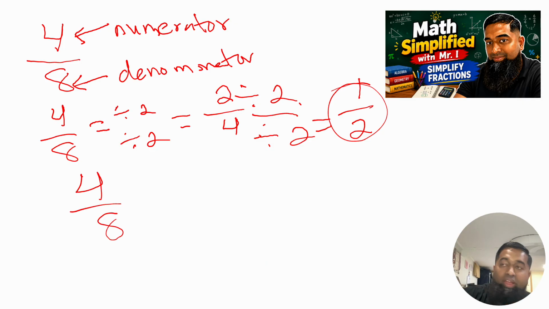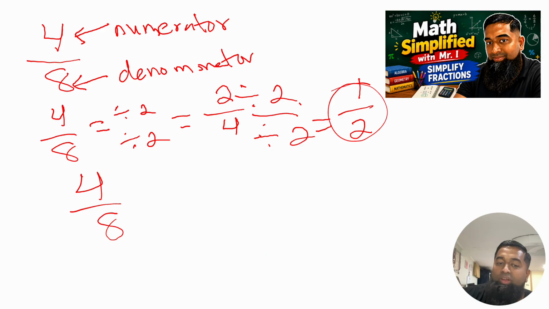You got 4 over 8, right? What is common in both of them? And this is where the greatest common factor comes in. So you can say greatest one, right? Between 4 and 8, what's the greatest one? Yes, 2 is a factor in both, but 4 is greater, right?